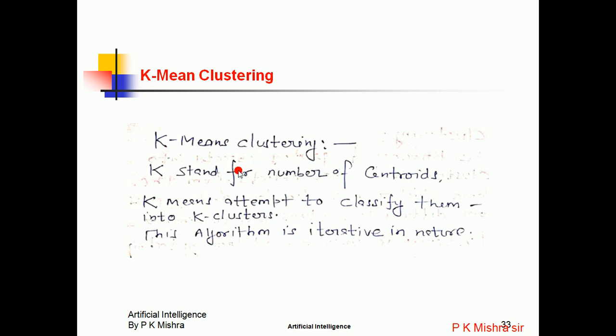Now, k-means clustering. What is K? K stands for the number of centroids. K-means attempts to classify the data into K clusters. This algorithm is iterative in nature, and its goal is to find groups in the data, with the number of groups represented by the variable K.